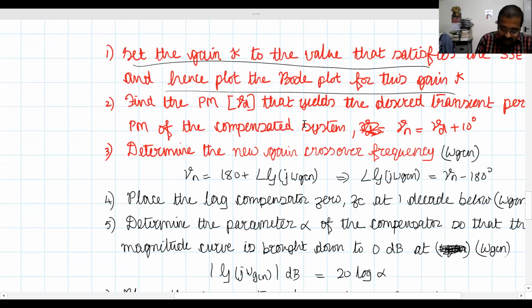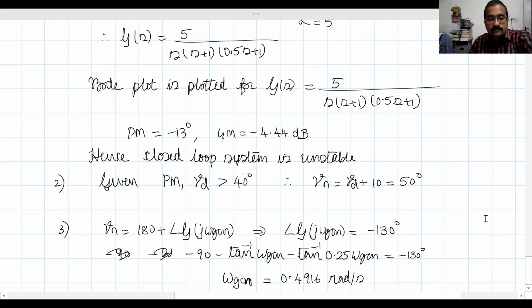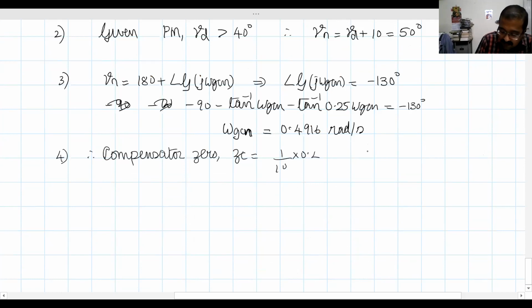Step 4. Place the lag compensator zero at 1 decade below the omega GCN. So the compensator zero ZC must be 1 decade behind. That means 1/10 of 0.4916, which means 0.04916. This will be the lag compensator zero position.